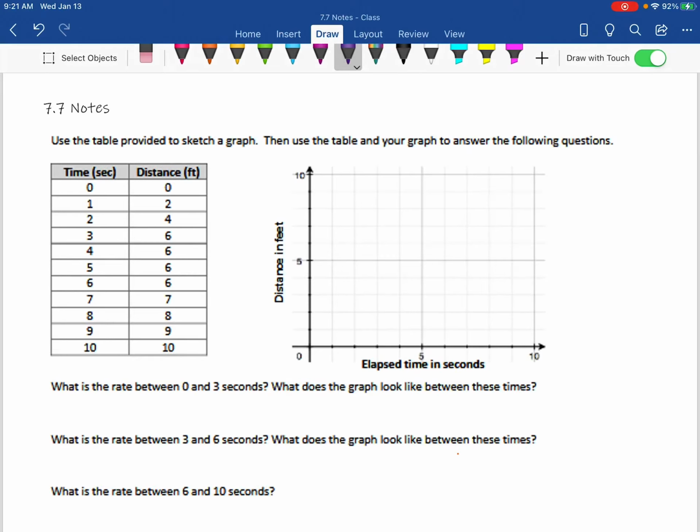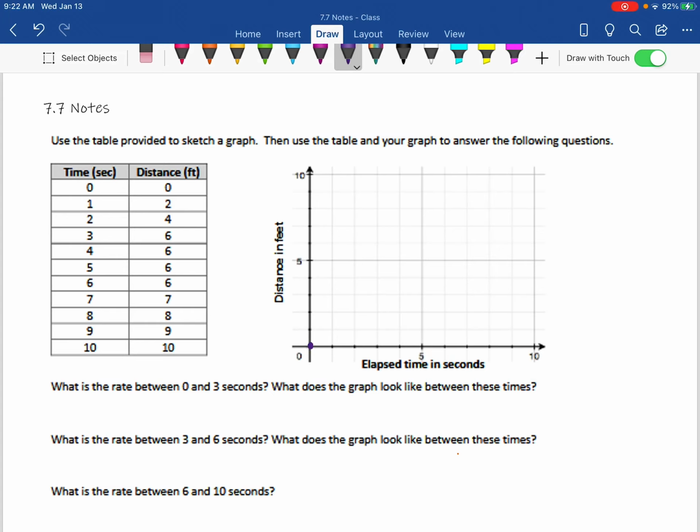Okay, last day of review on motion graphs before we take our quiz tomorrow. So let's just go ahead and get started. Starting kind of the reverse of what we did yesterday. So yesterday we had a table or a graph and we made a table. Today we have a table, we're going to make a graph. So I'm just going to go through and plot the points that we have here.